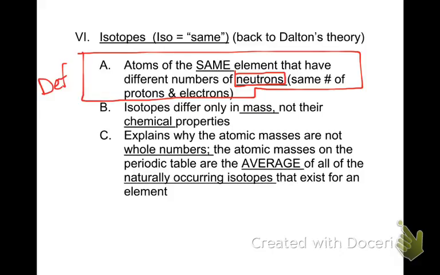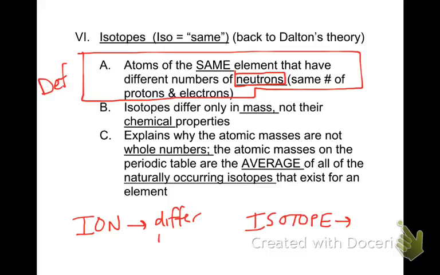So things that I want you to remember here, we've discussed ions before, and now we're discussing isotopes. So what's the difference between an isotope and an ion? An ion, they differ in numbers of electrons. So ions either gain or lose electrons. Isotopes differ in neutrons. So that's where the difference between an ion and an isotope really lies.